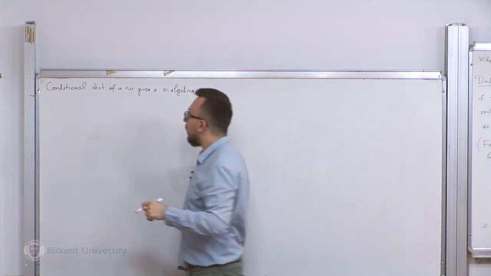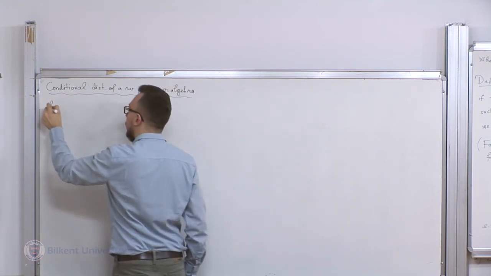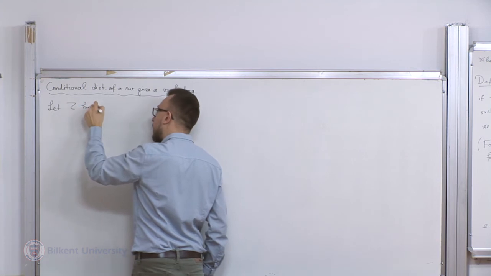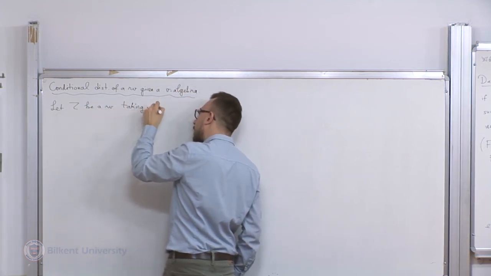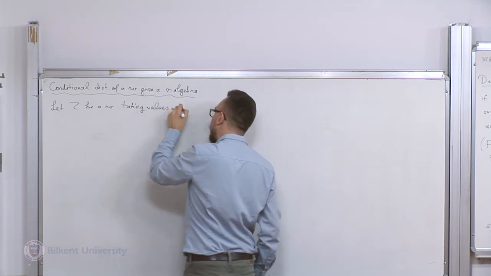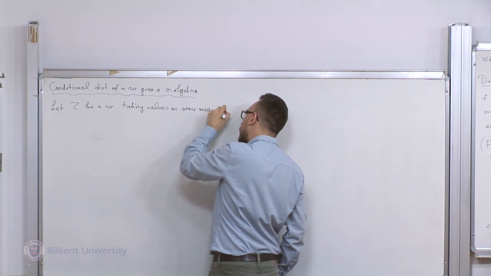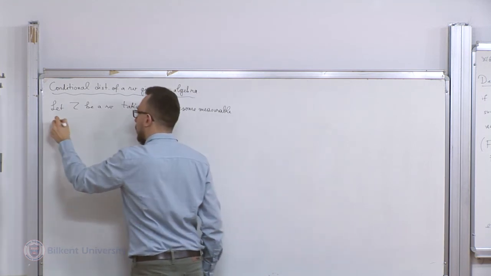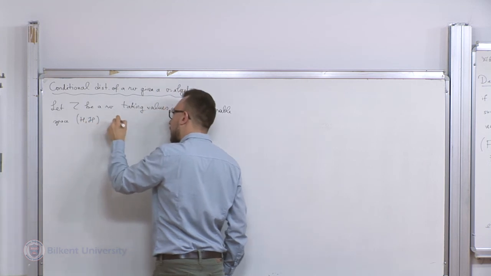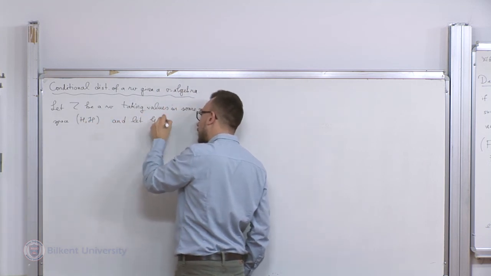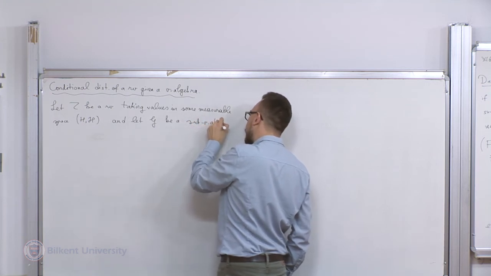Today, we're going to look at the case where we have, so let Z be a random variable taking values in some measurable space H. And let G be a sub-sigma algebra of F.